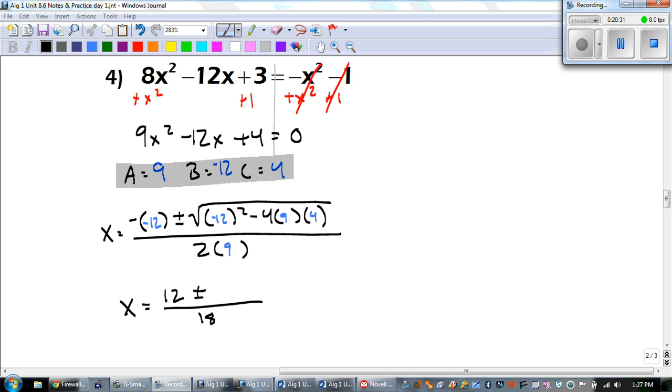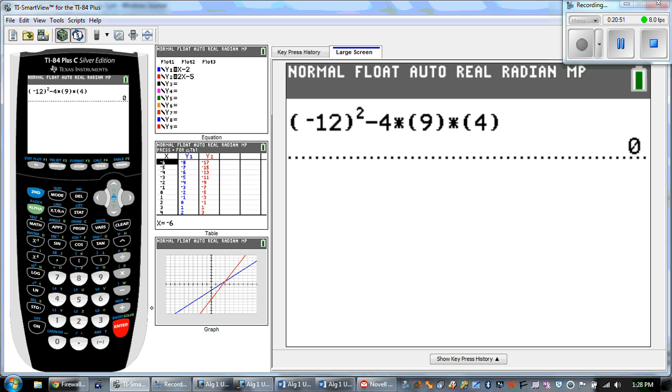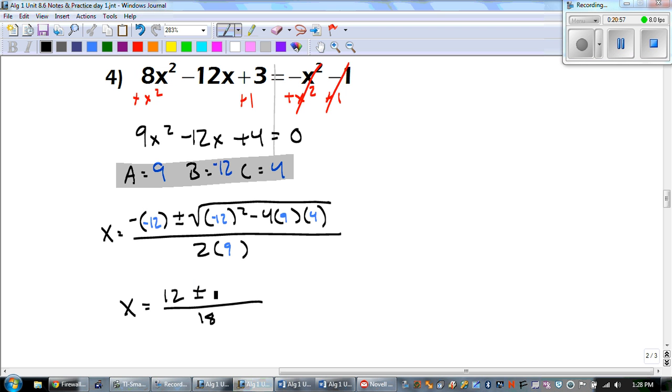Okay, so I kind of did everything except for the part underneath the square root, which we'll do together. So that is -12 squared minus 4 times 9 times 4, right? And we get 0, okay? So as I'm solving this, the square root of 0 is, yeah, that's right, it's 0. So I don't have to worry about that, guys.